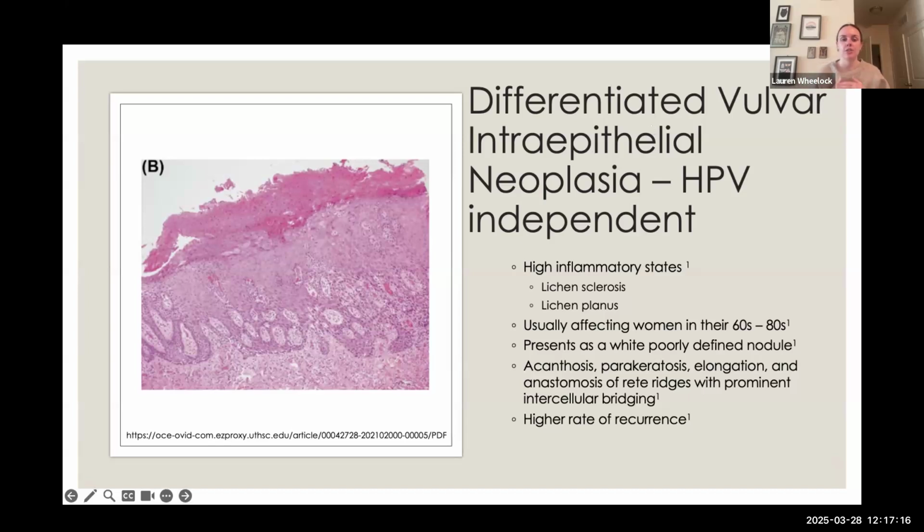So that is when the stratum corneum, the superficial most layer, holds on, the cells in that layer will hold on to their organelles. And so in the picture on the left, we see almost polka dot looking figures in that layer. And that is keratinocyte nuclei that should not be there in normal epithelium. We'll also see parakeratosis. I'm sorry, acanthosis is epidermal thickening. Parakeratosis is what I've just said. Elongation and anastomosis of rete ridges, and we'll have prominent intracellular bridging. Unfortunately, DVIN does have a fairly high rate of recurrence.